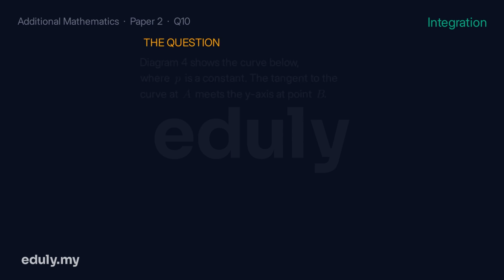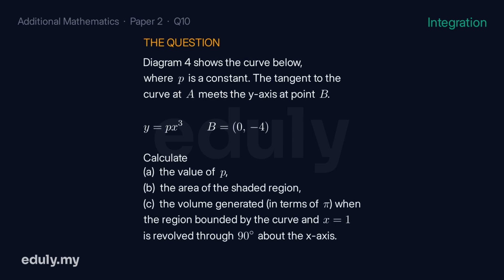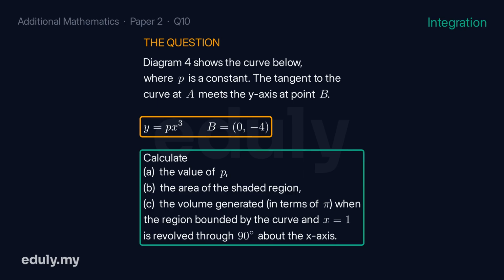Let's read it. Here's a curve, y equals px cubed, with p still unknown. A straight tangent touches the curve at A and runs down to cross the y-axis at B, 4 below the origin. We're given the curve, and the point B where the tangent crosses the y-axis. We need three things: the value of P, the shaded area, and a volume when a region is spun a quarter turn about the x-axis.